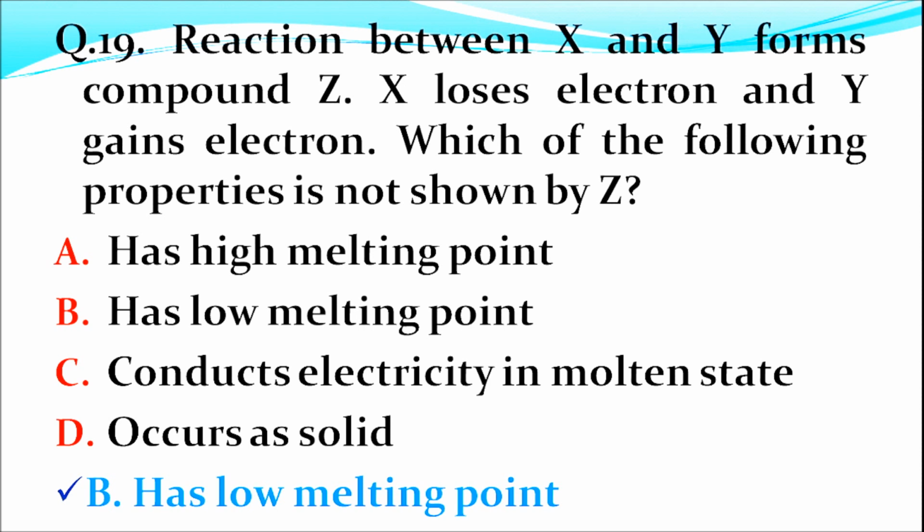Next question. Reaction between X and Y forms compound Z. X loses electron and Y gains electron. Which of the following property is not shown by Z? Option A has high melting point. Option B has low melting point. Option C conducts electricity in molten state. Option D occurs as solid. Correct answer is option B, has low melting point.